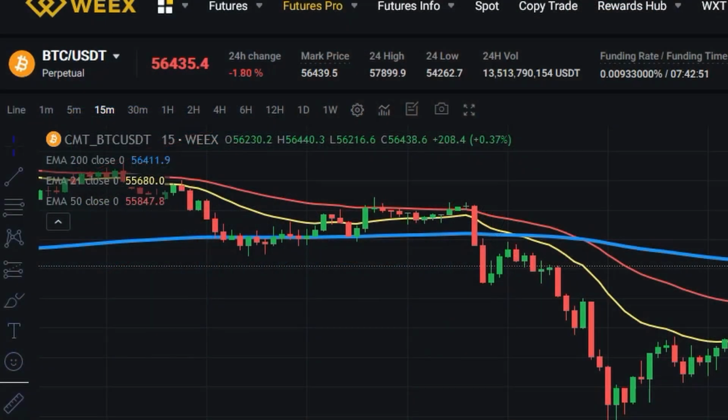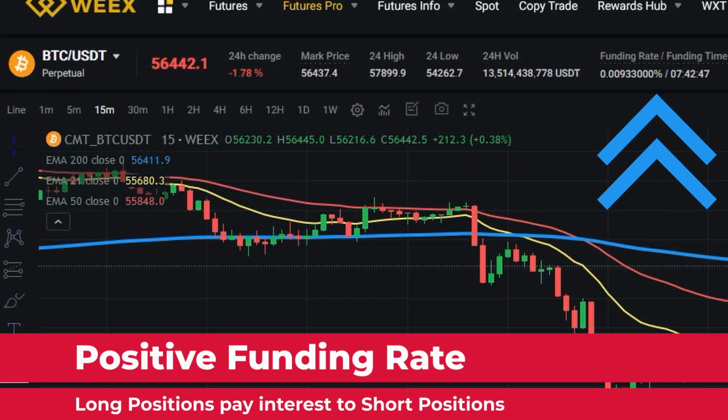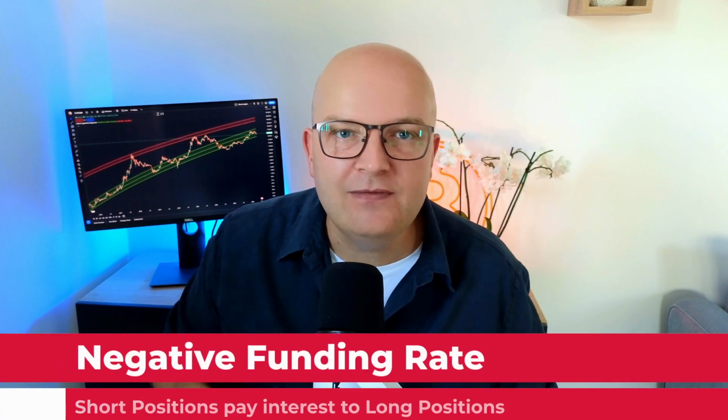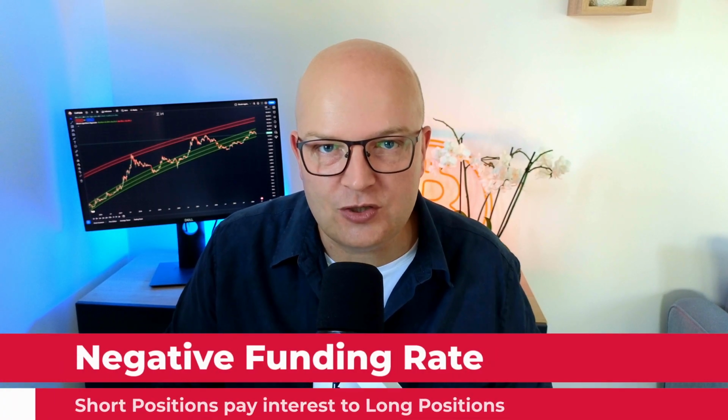Another thing that often confuses new traders that start trading crypto futures is the so-called funding rate. A positive funding rate means that currently holders of long or buy positions have to pay an interest rate of 0.00933% every 8 hours to holders of short positions. A negative funding rate would mean that holders of short positions would need to pay holders of long positions.